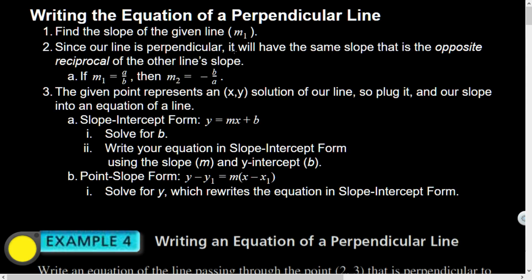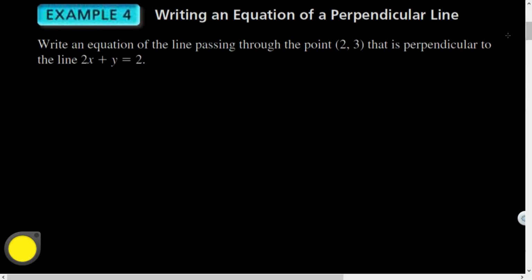So we'll keep rolling back to these steps in a moment. Let's jump in and look at example 4. It says, write the equation of a line passing through the point (2, 3) that is perpendicular to the line 2x plus y equals 2.